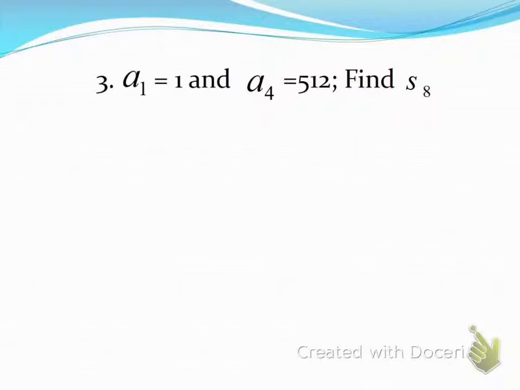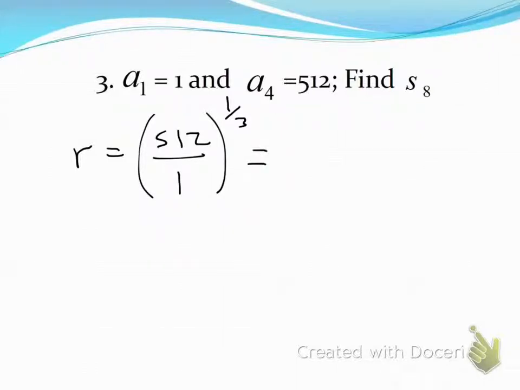Just real quick, what would I have to find? So I gave you the first term, good. I gave you the fourth term. I'm asking you to find the 8th term. What do we have to find first? The ratio. We're going to find the ratio of a geometric by taking 512 divided by 1, and then we're going to take the what root? 4 minus 1 is 3, so we're going to take the cube root. So what's the cube root of 512? I don't know that off the top of my head. 8, thank you.